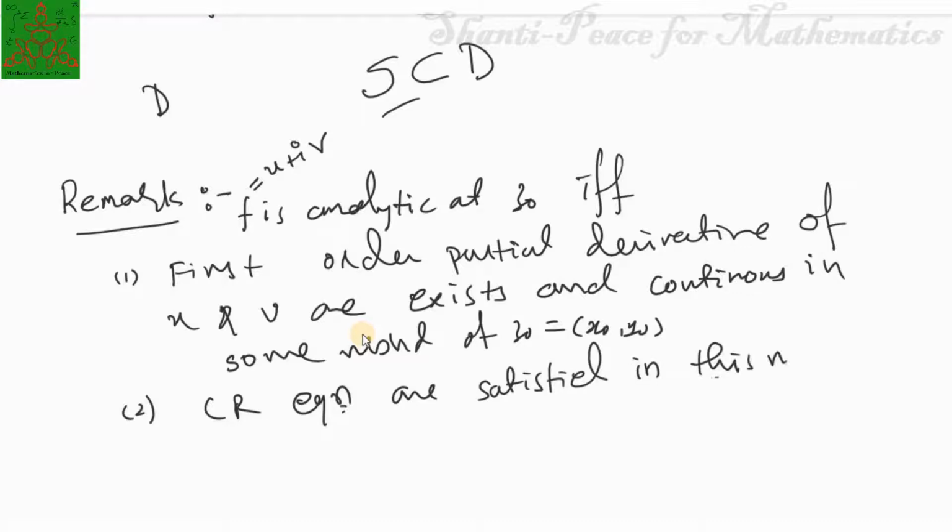In whatever neighborhood the first order partial derivatives of the function exist, in that neighborhood the CR equations are satisfied. So if you want to check whether the function is analytic or not, you have to do two things. You have to check whether the first order partial derivatives exist and are continuous in some neighborhood of z0, and also you have to check that the CR equations are satisfied there.